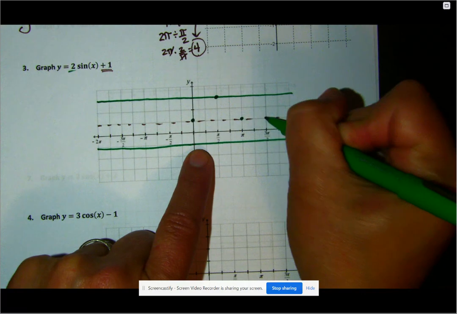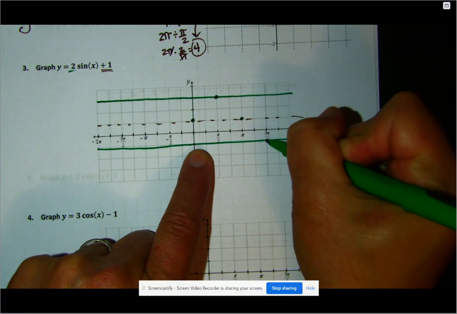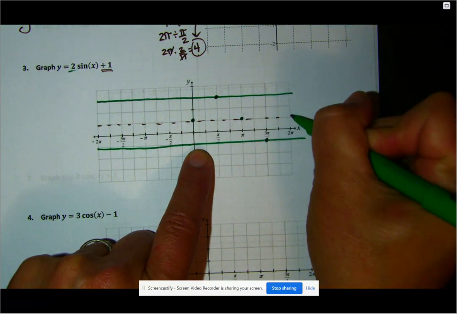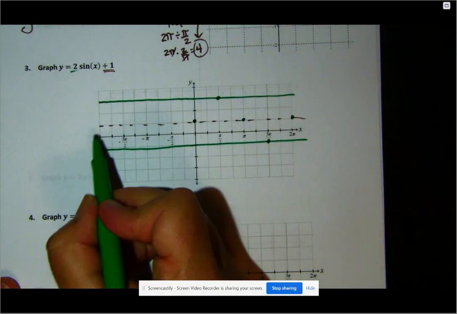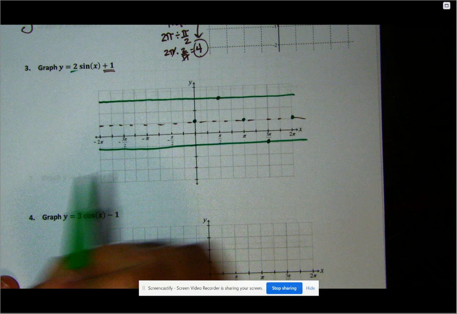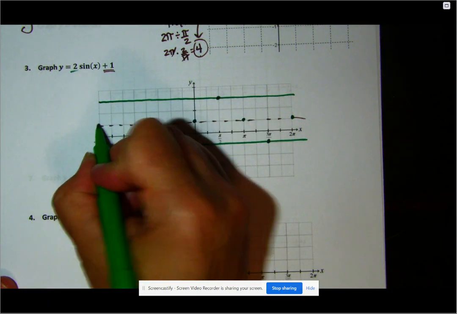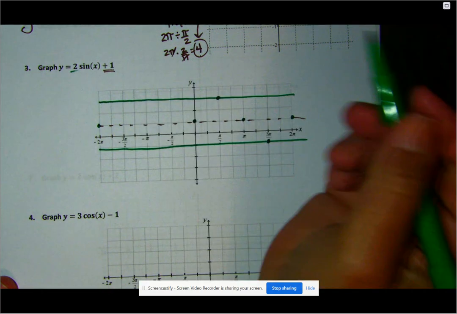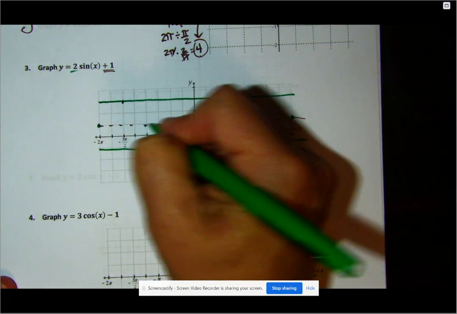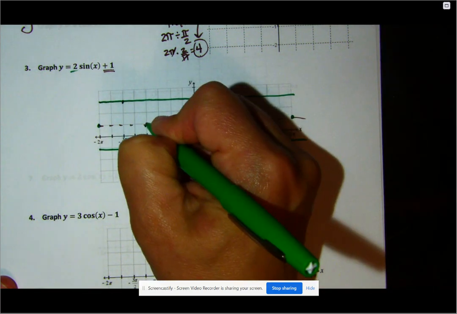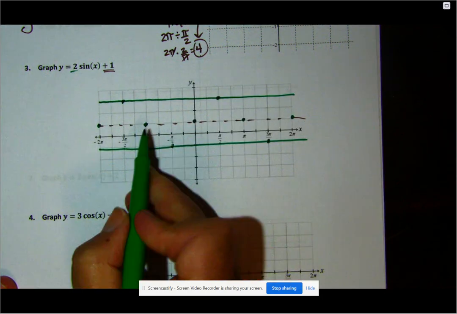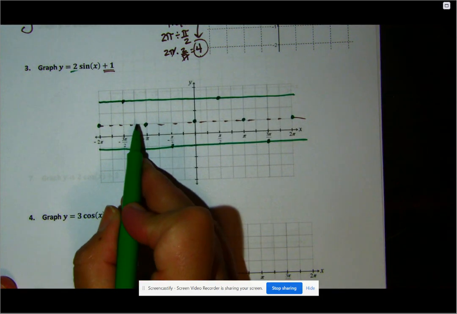Then we get to 3 pi halves, we're at the minimum. Then we get back to 2 pi, and that's back at 0 for that full cycle. And when I go backwards, I always make a mistake. So I start at negative 2 pi. Now I go here. There. And I oftentimes accidentally draw on the x-axis instead of the midline.